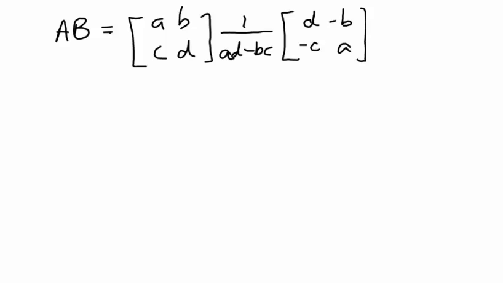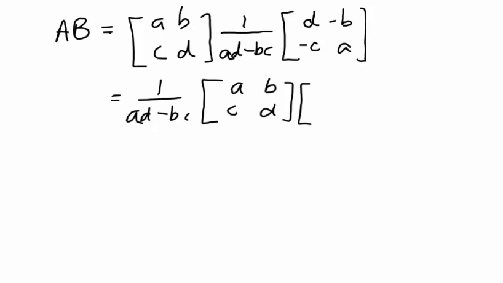So multiplying out our two matrices A times B, we're going to get the matrix a, b, c, d times the fraction 1 over ad minus bc times the adjoint of A, which is d, negative b, negative c, a. Now this fraction here is a scalar number, so I can move it out front of our two matrices. And that's going to give us 1 over ad minus bc. And then we're going to get a multiplication of two matrices here, a, b, c, d and d, negative b, negative c, a. So just to keep things a little simpler for us, let's multiply these two matrices out first.